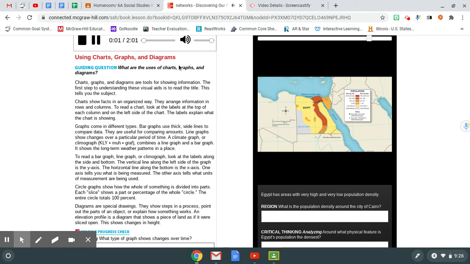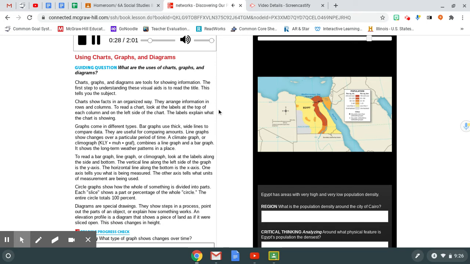Using charts, graphs, and diagrams. Guiding question: What are the uses of charts, graphs, and diagrams? Charts, graphs, and diagrams are tools for showing information. The first step to understanding these visual aids is to read the title. This tells you the subject. Charts show facts in an organized way. They arrange information in rows and columns.